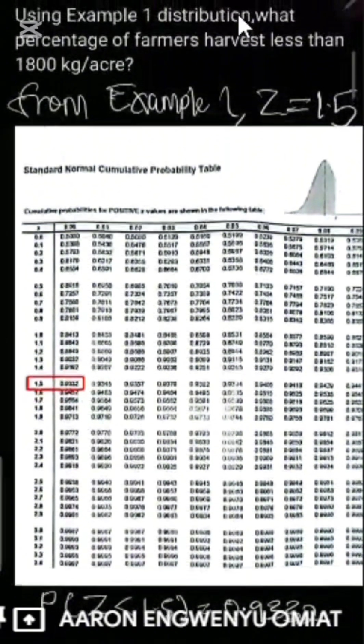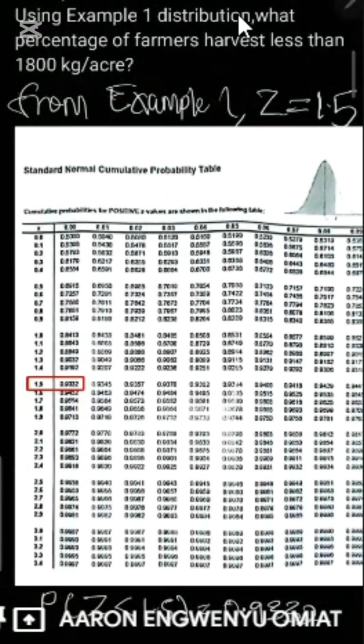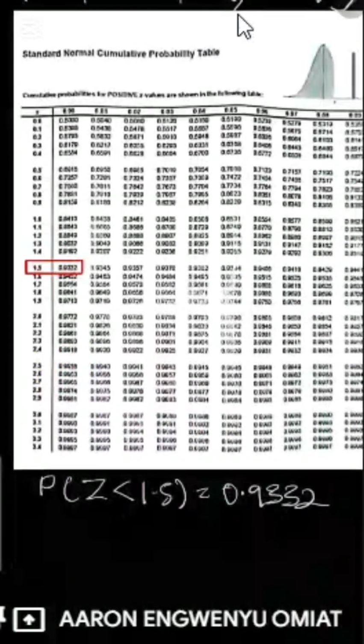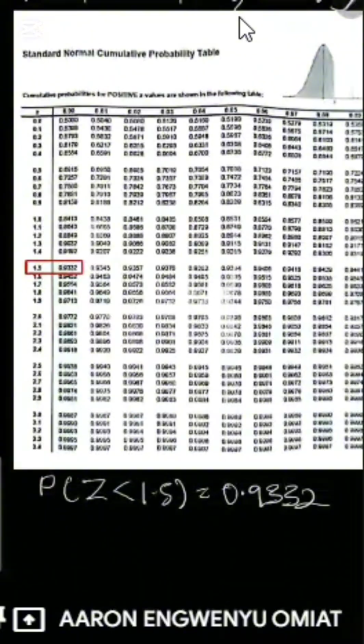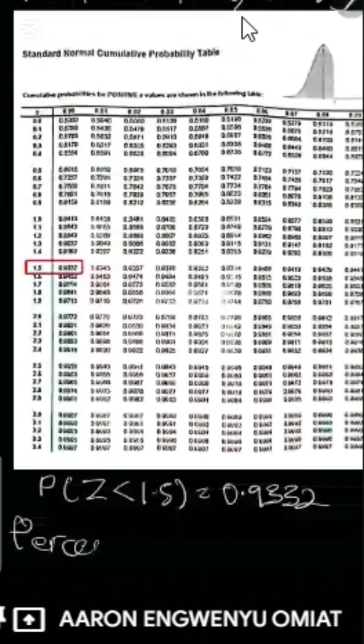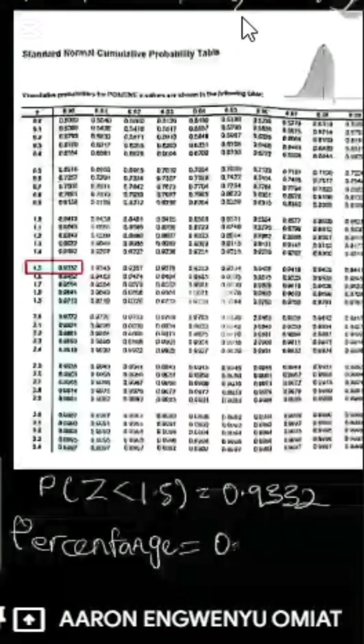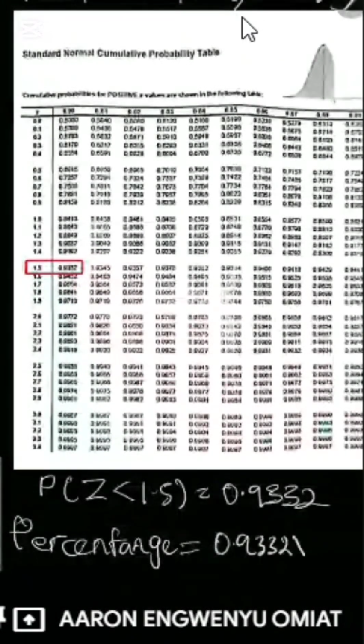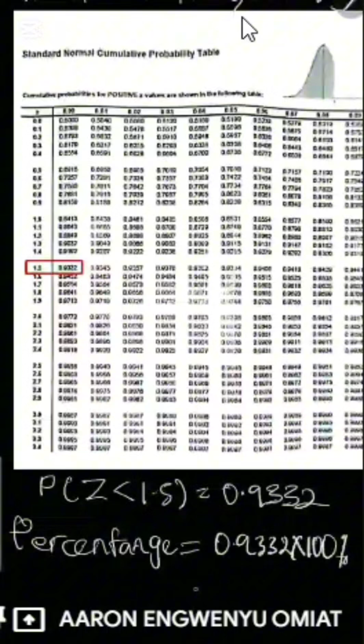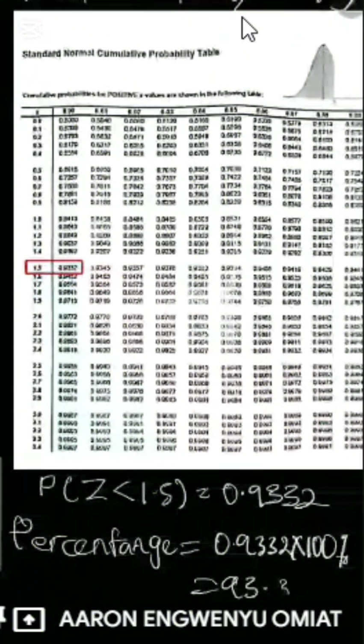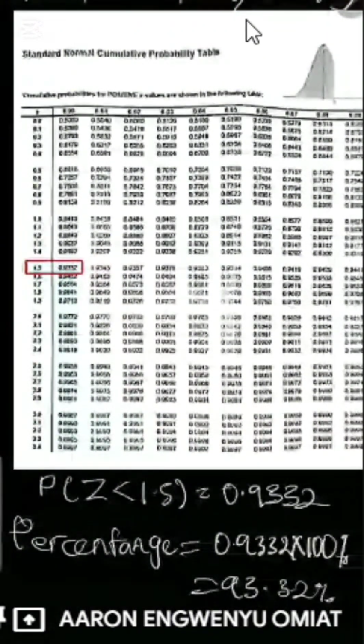Okay, let's go ahead. Our question wanted the percentage of farmers who harvest less than 1,800 kilograms. So we have found the probability of less than 1,800 kilograms, which corresponds to Z score 1.5, to be 0.9332. So for percentage, it is simply probability times 100%. So 0.9332 times 100% gives us 93.32%. This is our answer.